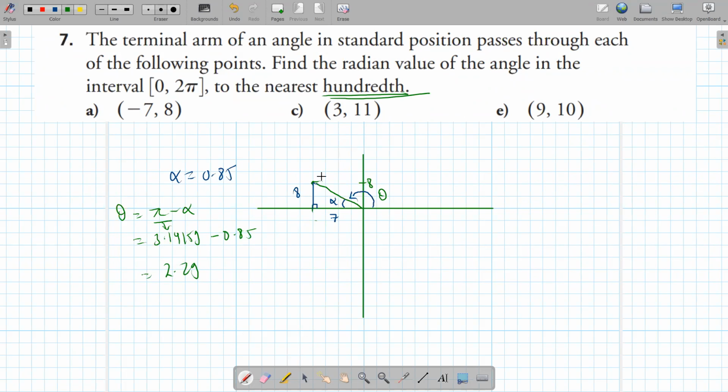Right. We can do one more. 3 and 11 is going to be all the way up here. So on the x, it's 3 units. The height is 11 units, right? Yeah. In this case, alpha will be theta because it's in quadrant 1. And then you just do tan inverse of 11 over 3 and you'll get the answer, because alpha is theta. Theta is acute in quadrant 1.